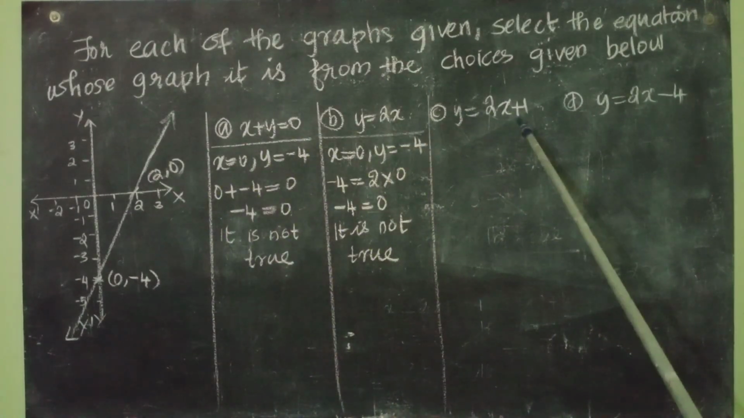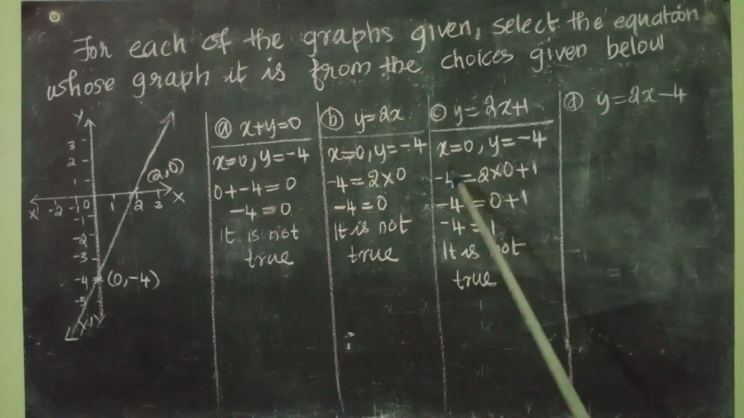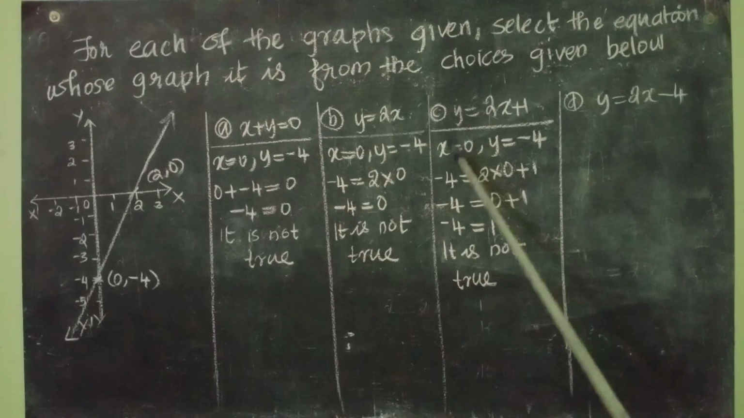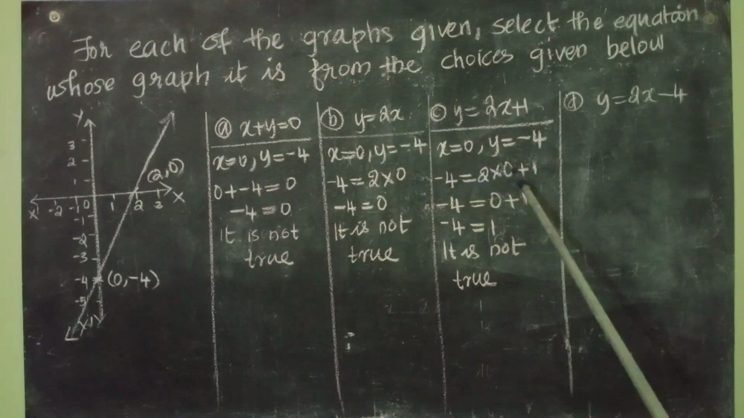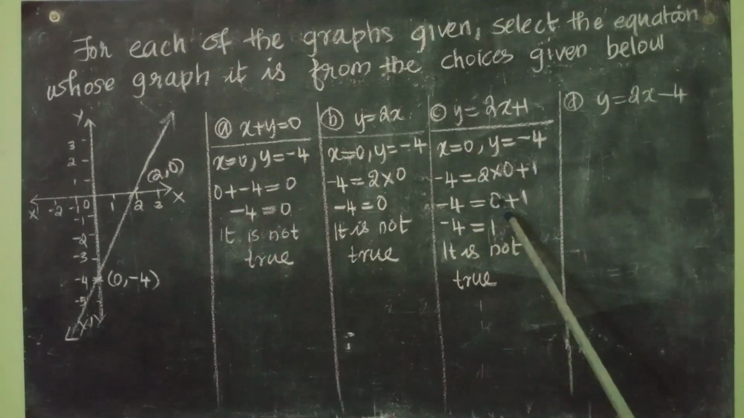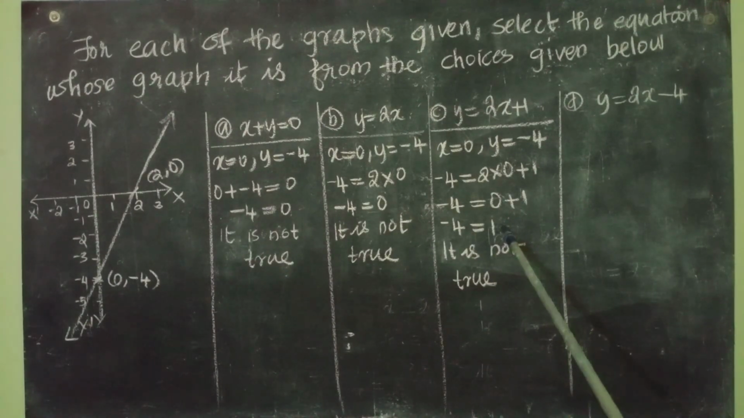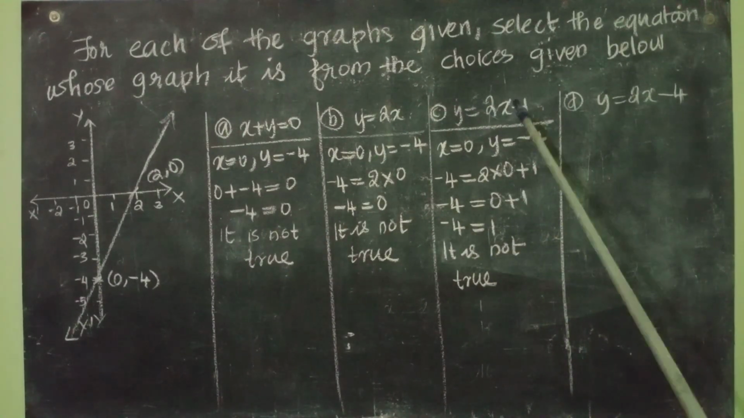Now let us check for the third equation. If we give x equal to 0 and y equal to minus 4 in this equation, we get minus 4 equal to 2 into 0 plus 1. That is minus 4 equal to 0 plus 1, minus 4 equal to 1. It is also not true. So this equation is also not the right answer.